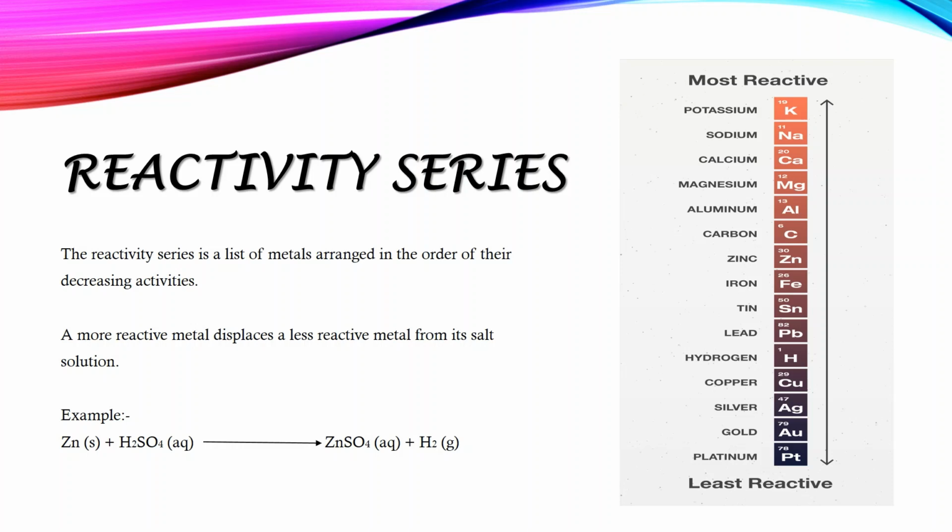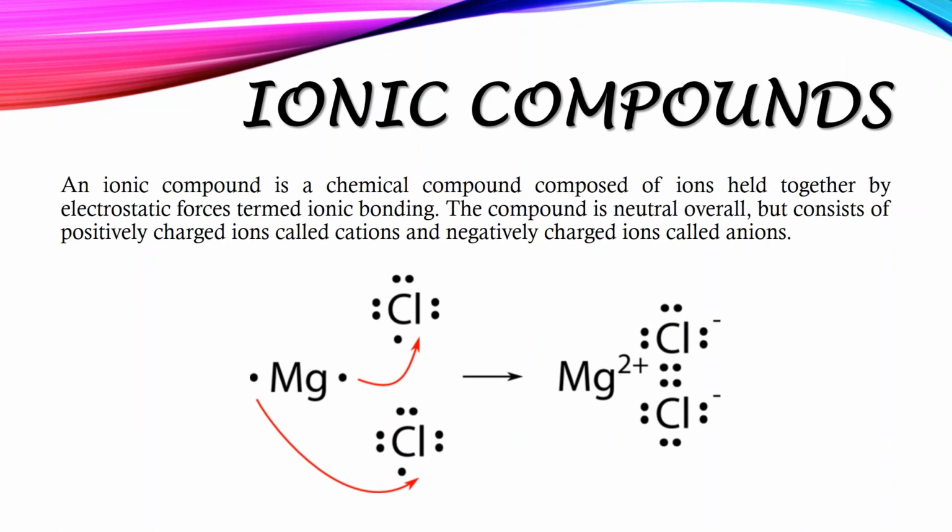Reactivity series. The reactivity series is a list of metals arranged in the order of their decreasing activities. A more reactive metal displaces a less reactive metal from its salt solution, as we have seen in the last slide as well. Here, zinc on reacting with H2SO4, that is sulfuric acid, gives ZnSO4 and H2. This reaction is the most popular reaction that we have seen, and it is one of the famous activities in which the brisk effervescence of hydrogen gas is formed.